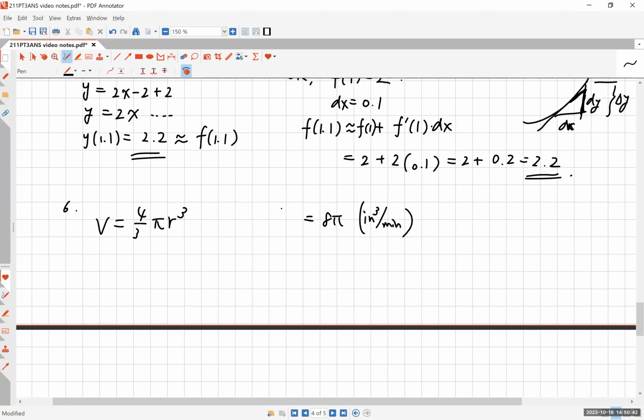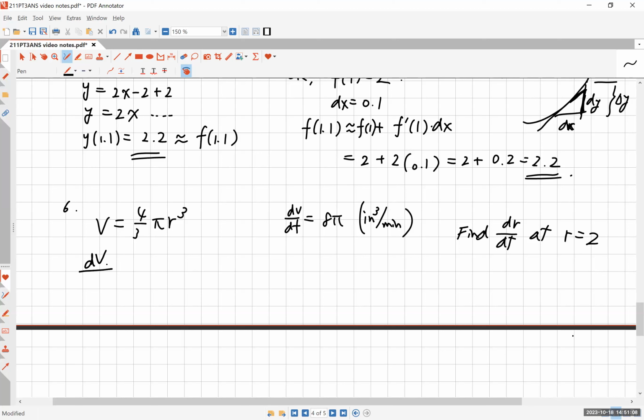Right, that is the volume, right? This is evaporating. The volume is decreasing at the rate of, so dV/dt is that. How fast is the radius decreasing when r is equal to 2? So find dr/dt when the radius is 2 inches.